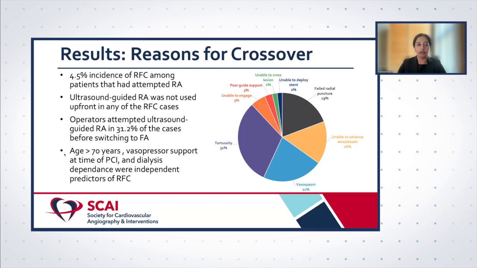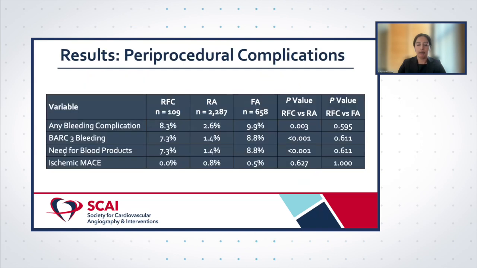Notably, ultrasound-guided radial access was not used upfront in any of the radial to femoral crossover cases. Operators attempted ultrasound-guided radial access in 31.2% of the cases before ultimately switching to femoral access. Age over 70 years, vasopressor support at the time of PCI, and dialysis dependence were independent predictors of radial to femoral crossover.